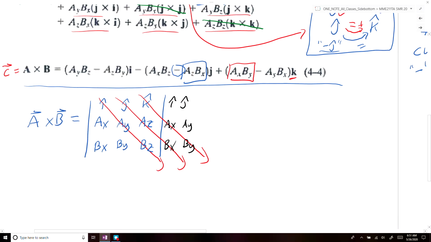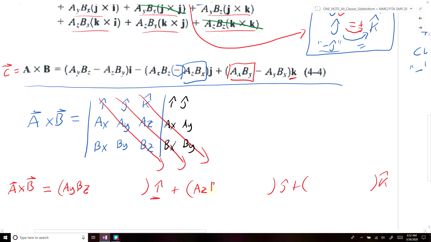So if you do that, what you're going to end up getting is A cross B is going to be equal to: our first diagonal will be equal to AY times BZ, and that's going to get multiplied by the unit vector I. All right, and then the second diagonal will be AZ times BX, and that's going to get multiplied by the unit vector J. All right, and then the last diagonal from top left to bottom right, for K, will get multiplied by AX times BY.